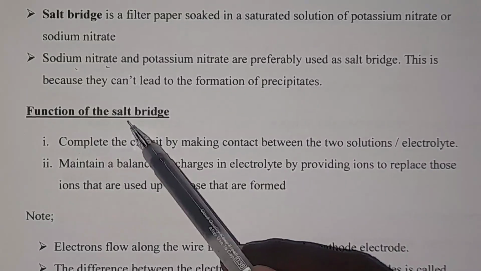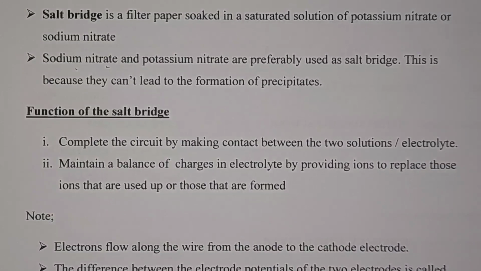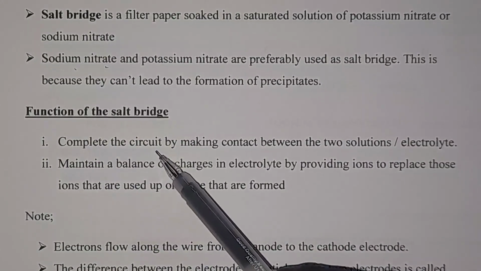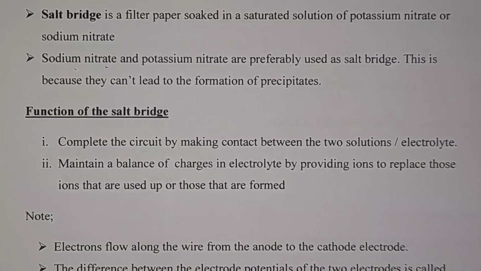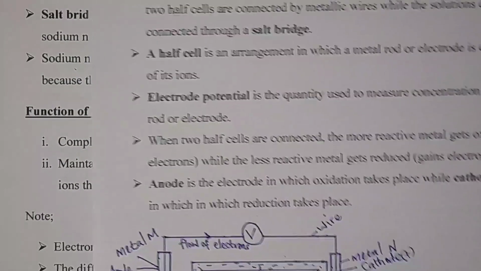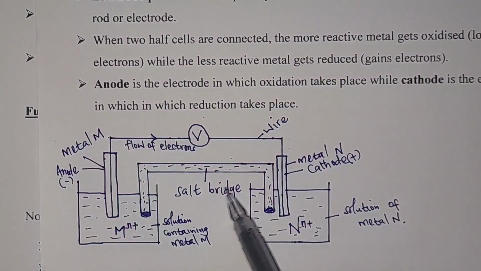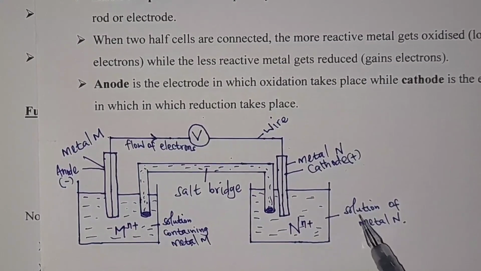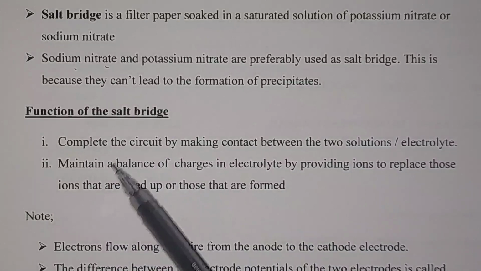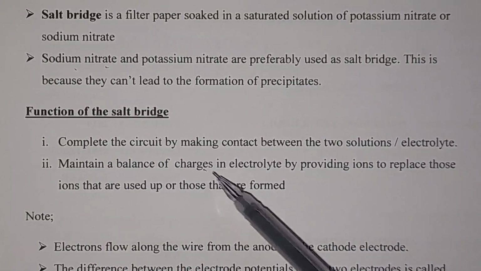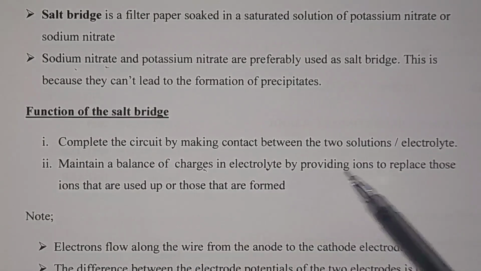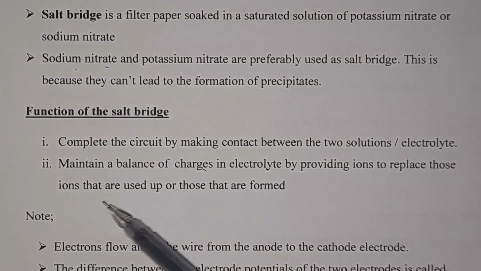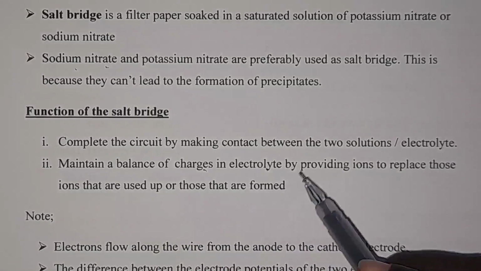So what is the function of the salt bridge in an electrochemical cell? One, we are told it completes the circuit by making contact between the two electrolytes, or contact between the two solutions. As you can see, this is the salt bridge. It is connecting the two solutions, that means the solution containing metal M and the solution containing metal N. The second function or role of the salt bridge is that it maintains a balance of charges in the electrolyte by providing ions to replace those ions that are used up or those that are formed.